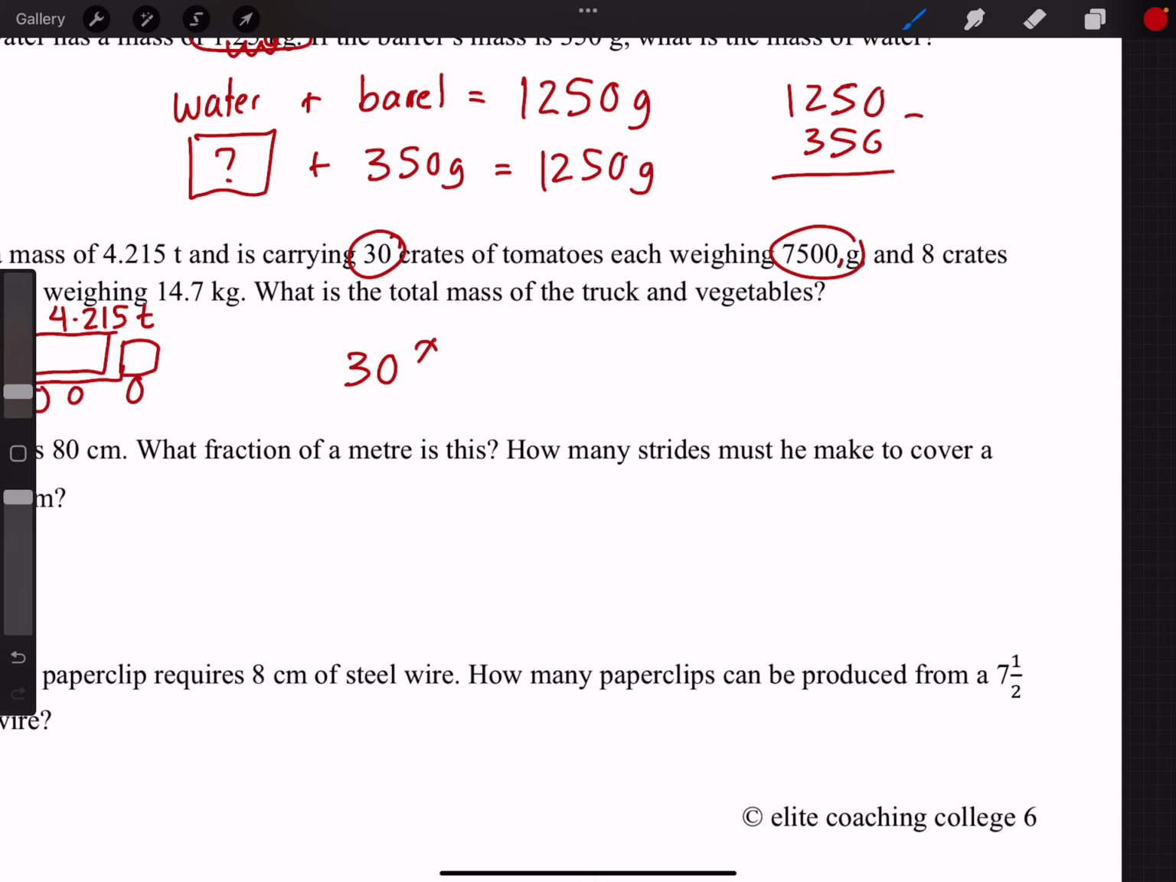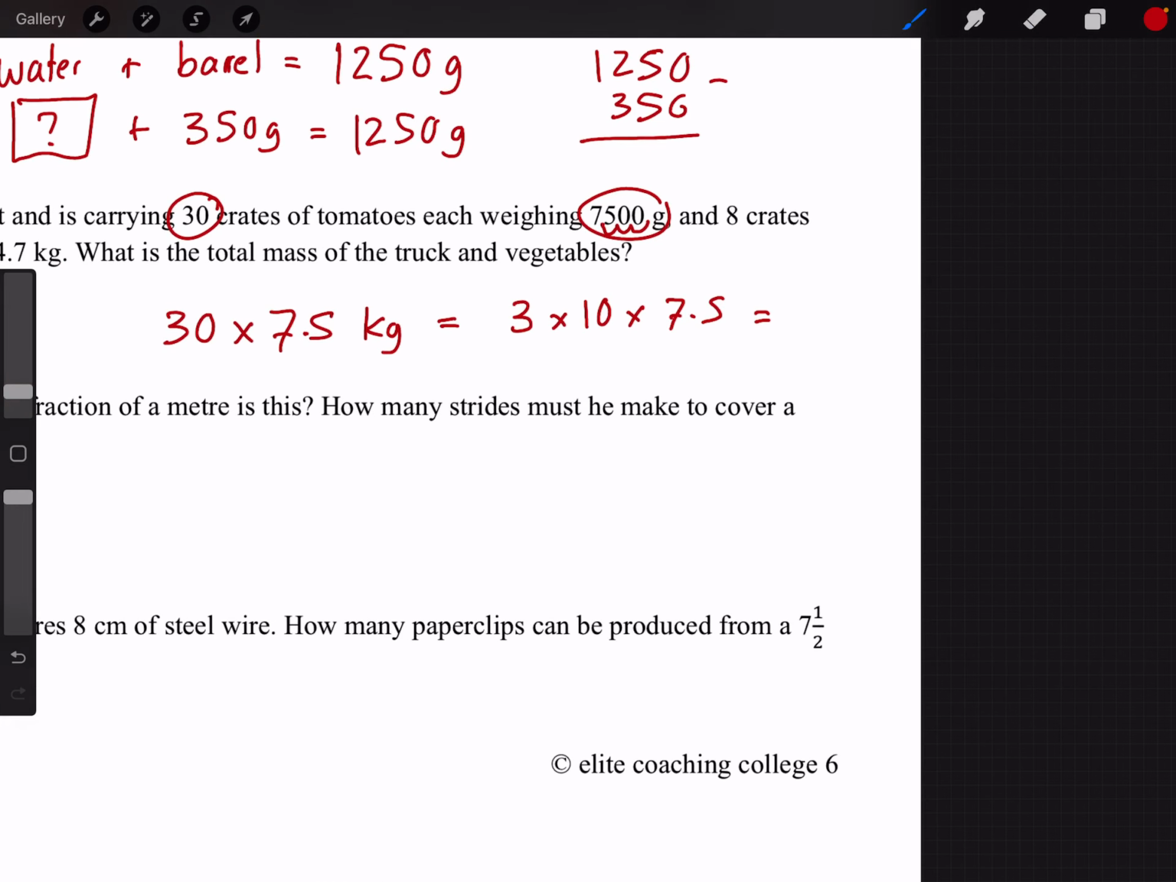Just divide by 1,000. 1, 2, 3 jumps to the left. You get 7.5. So it's actually 30 times 7.5 kilograms. Now this can be rewritten as 3 times 10 times 7.5. This is a trick that I use to calculate things a bit quicker. You can break the 30 into 3 times 10, and then times 7.5.